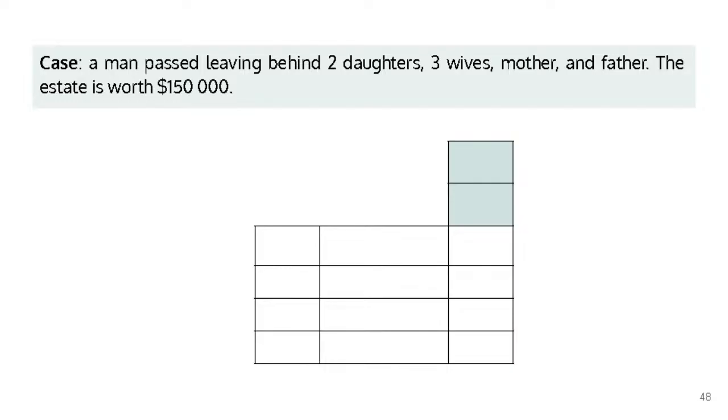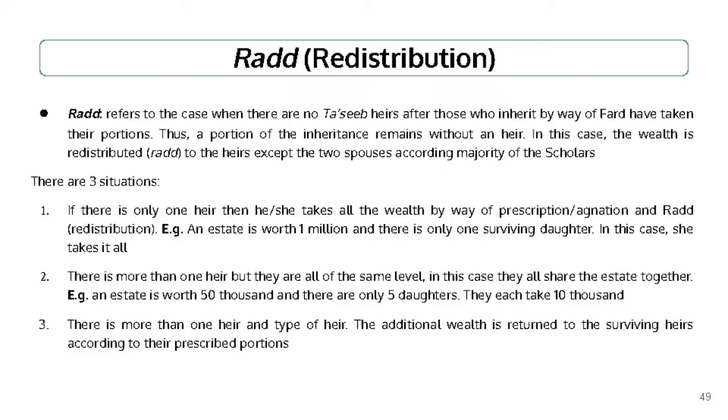Let us move now to rad. Rad is redistribution. This one is more complicated because there are 2 scenarios. So what is rad? If awl is when there's too much, when the shares equal more than 1, rad refers to the case when there are no ta'asib heirs after those who inherit by way of fard. In other words, there's a residual amount remaining and there's nobody to take it. That's what it is. Rad means the ashab al-furud, the people of prescription, took their share, and what's left over is supposed to go to ta'asib, and they don't exist.